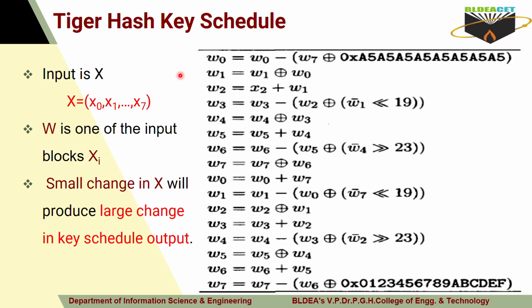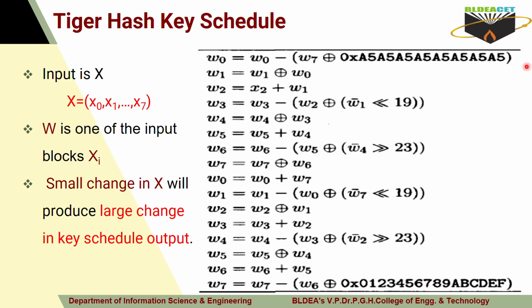So in this way, when you get the key values, what happens here? A small change in X will produce a large change in the key schedule output. That's why in the hash function, for a message, as I told earlier, if you make even a simple addition of white space in the message, you get a totally different hash value due to this process here. Is it clear now? This is how the Tiger hash function works here.